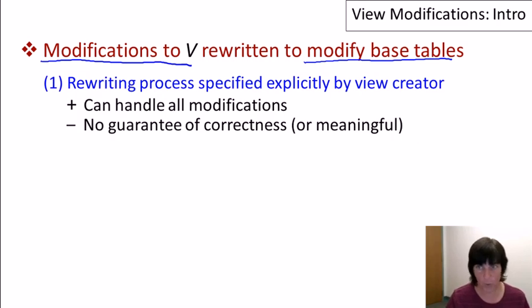So they will say, when somebody tries to insert into the view, here's what we need to do on the base tables. If they try to delete, here's what we do, and update, here's what we do. So the positive of this approach is that all modifications can be handled because the view creator is going to specify exactly what happens in the case of those modifications. The downside is that there's no guarantee of correctness, meaning there's no guarantee that that square diagram is adhered to. And we'll see examples in our demo of where it's not, or even that the translations are meaningful. So we're relying on the view creator to create correct and meaningful translations explicitly.